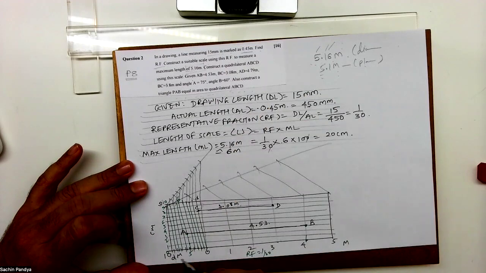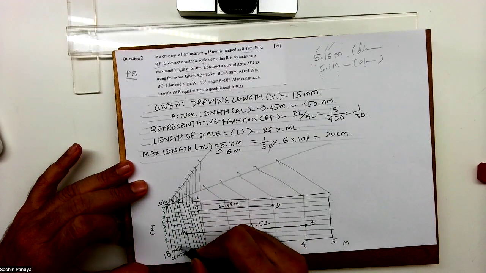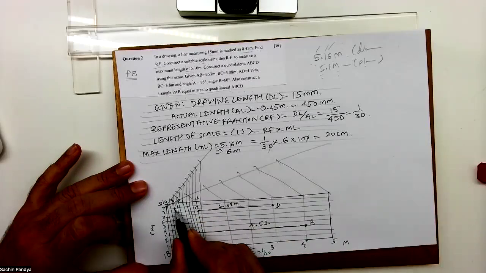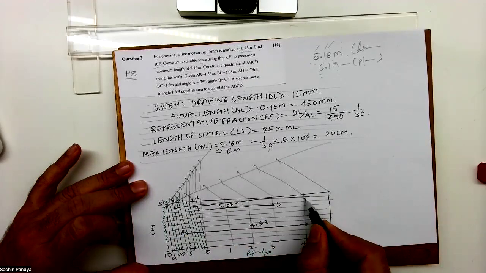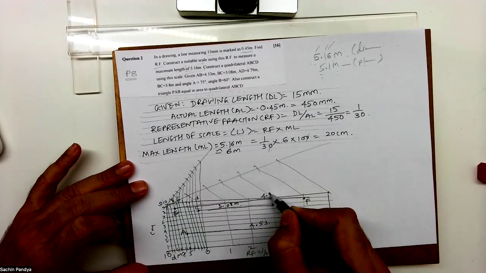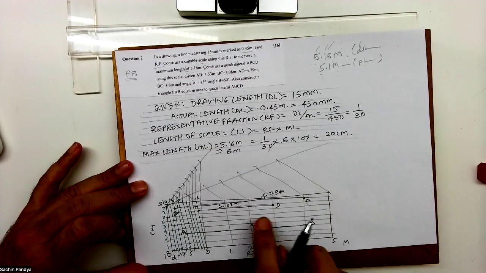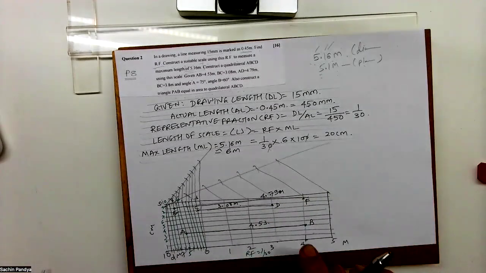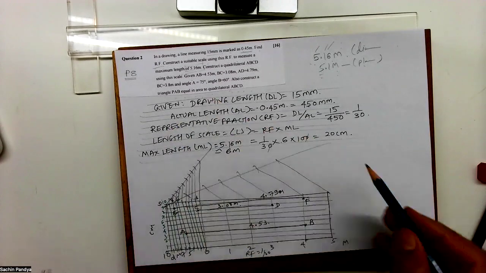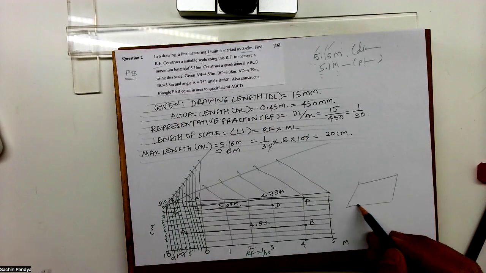Next, 4.79. 4, 7, and the line joining 7 to 8. On that, I'll go up by 9. 1, 2, 3, 4, 5, 6, 7, 8, 9. This is EF. EF is 4.79. Okay, this is how you will mark. And using these dimensions, you will draw the quadrilateral. I'm just drawing it roughly, so you'll get something like this.